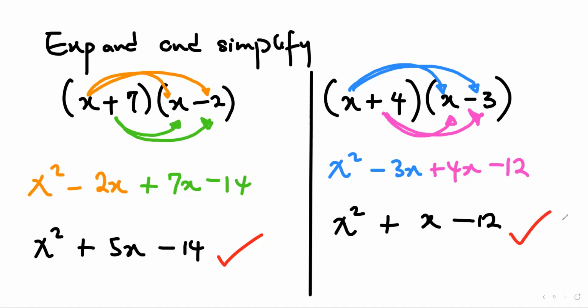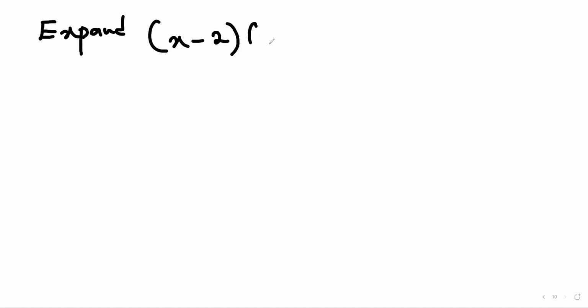The final set of questions that we're going to look at is where we're going to have minuses in the first bracket and minus in the second bracket. So that's the one we're going to look at. So let's begin by writing a question here. Expand. Let's say you have in the bracket here, x minus 2. And then here you have x minus 3.